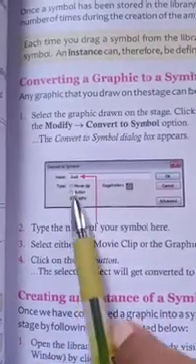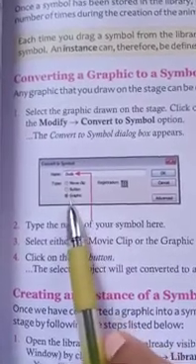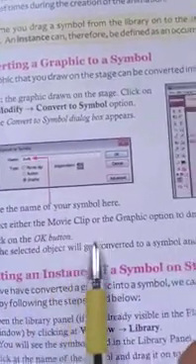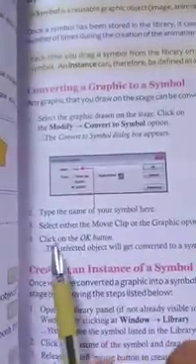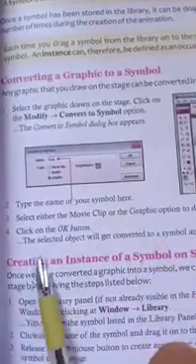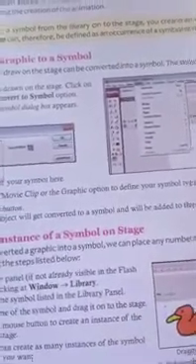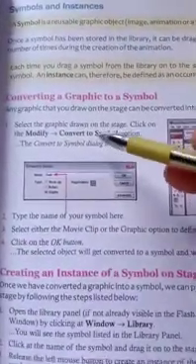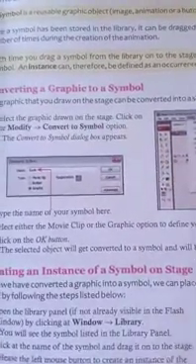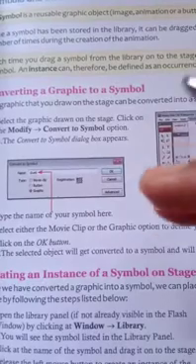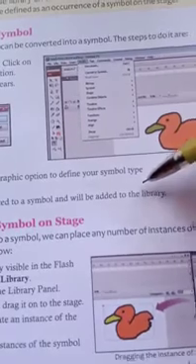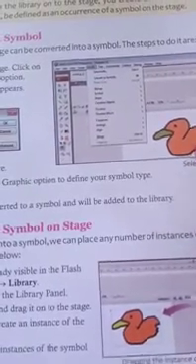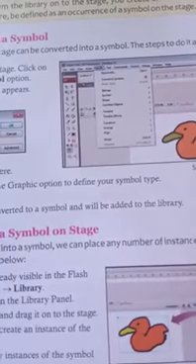And which type of symbol is it? This is a movie clip, this is a button, or this is a graphic. So select either the movie clip or the graphic option to define your symbol type. Now fourth, click on the OK button, and the selected object will be converted to a symbol and added to the library. This is the way you can convert any graphical object into a symbol. It will be added to the Flash library, and from the library you are free to use that symbol on the stage.